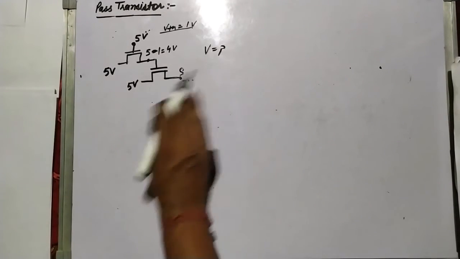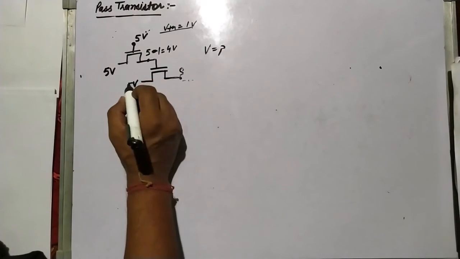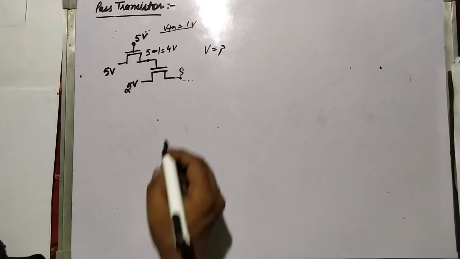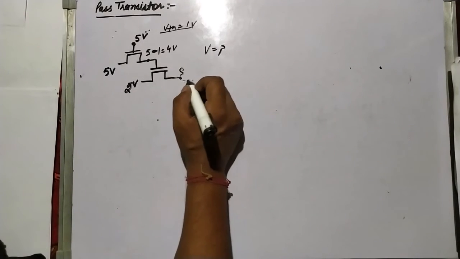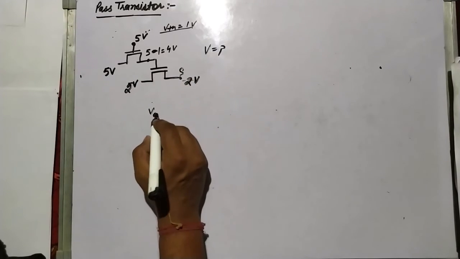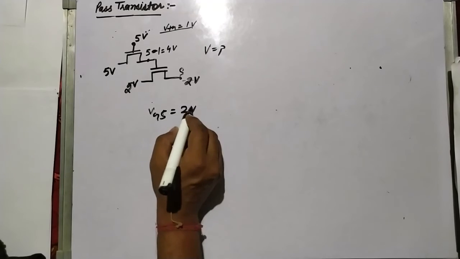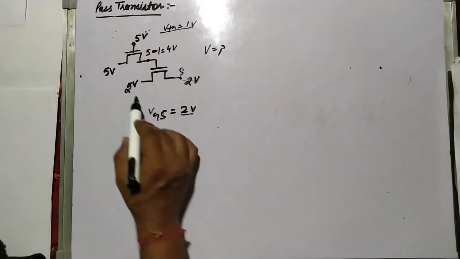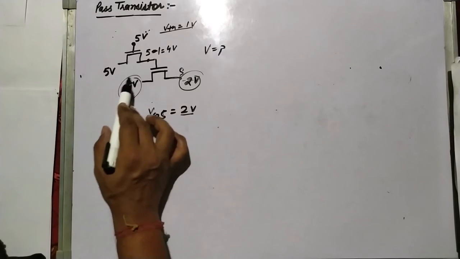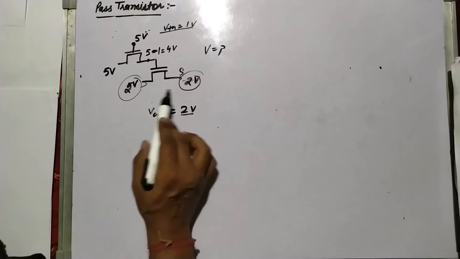Now let us consider this is 2 volt. What will be the voltage at the source side? It will be 2 volt. VGS is equal to 2 volt, which is greater than VTH, so it will conduct, but it can't go more than this 2 volt because the supply at the drain terminal is 2 volt only.